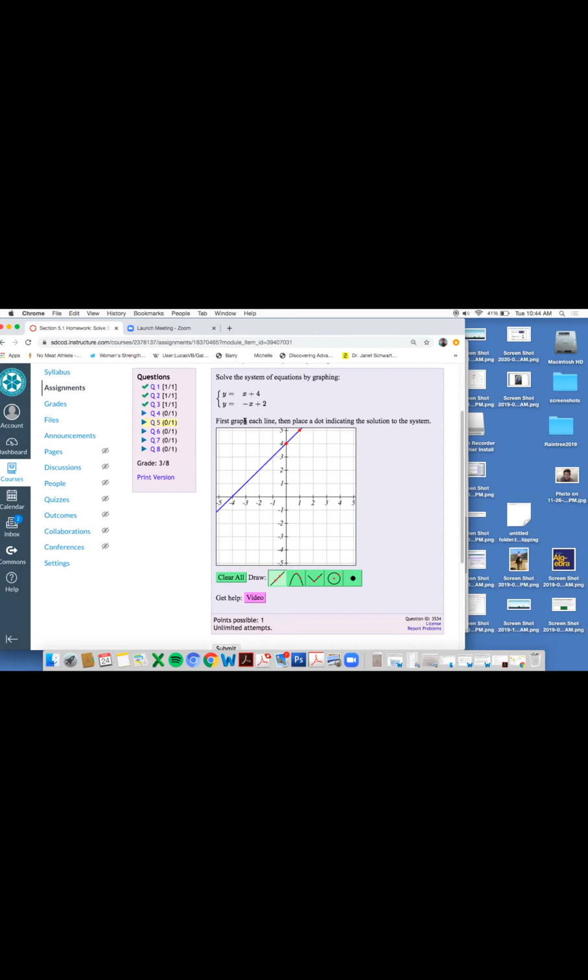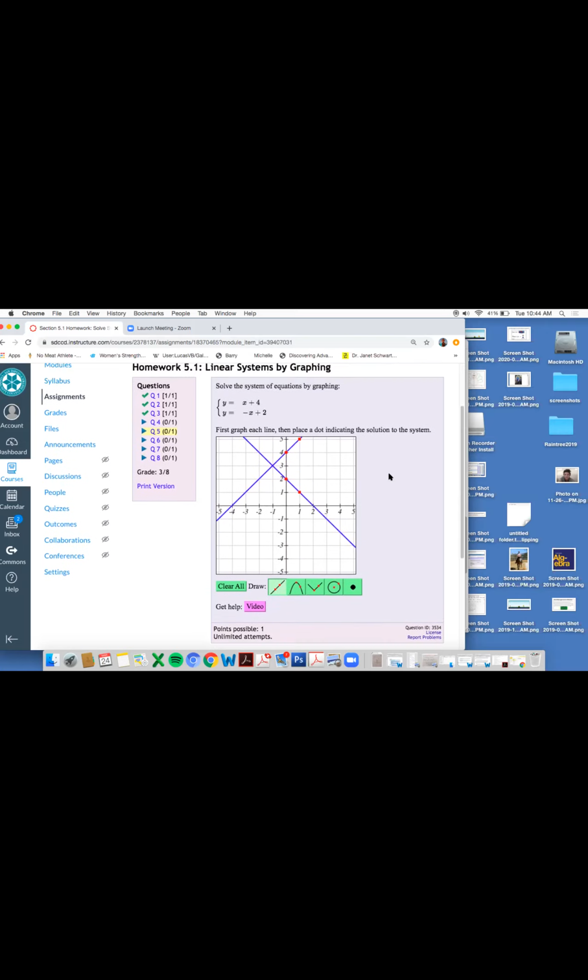Now the second one, the y-intercept is at 2. Click. And then the slope is -1/1, so I need to go down 1 and 1 across. Click again, and that's my second line. Cool, so that makes the graph on the computer.